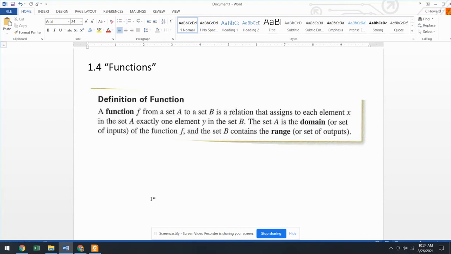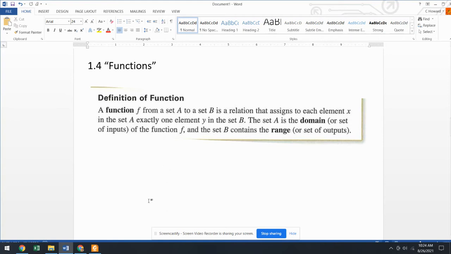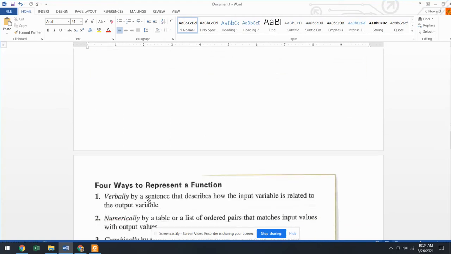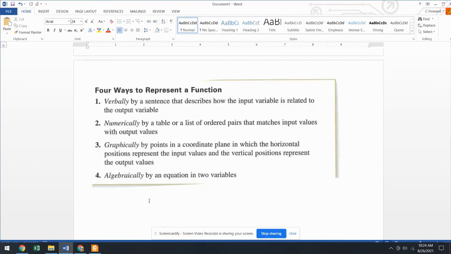Two other words that are associated with functions are domain, which means all of the x values, and range, which would be all of the outputs or all of the y values. So that's going to be a big chunk of what we're going to be studying this year, different kinds of functions. There are 4 ways to represent a function.